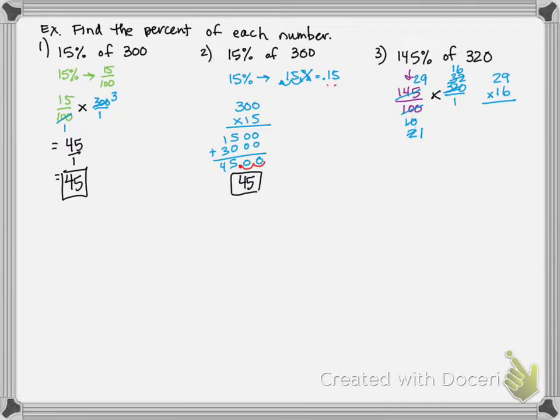Now 9 times 6 is 54. 9 times 2 is 12. 12 plus 5 is 17. Put in a placeholder, and I get 1 times 9 is 9, 1 times 2 is 2. Add up, you get 400 264. That is your final answer.